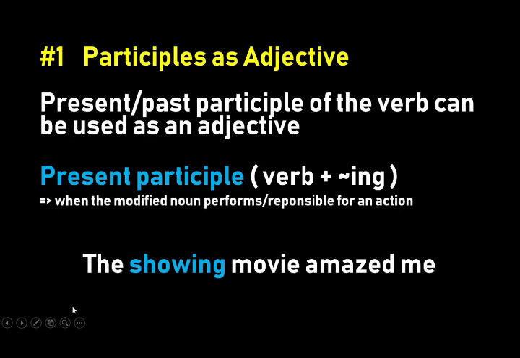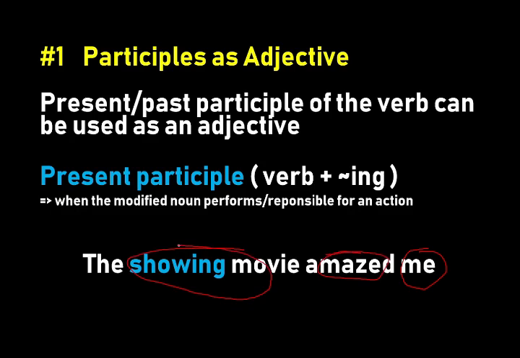Here is the example. The showing movie amazed me. The object me in the example is amazed by the showing movie. So because the showing movie is responsible for the amazement of the object me, here let me draw the arrow. We use the present participle, the word show plus the suffix -ing.